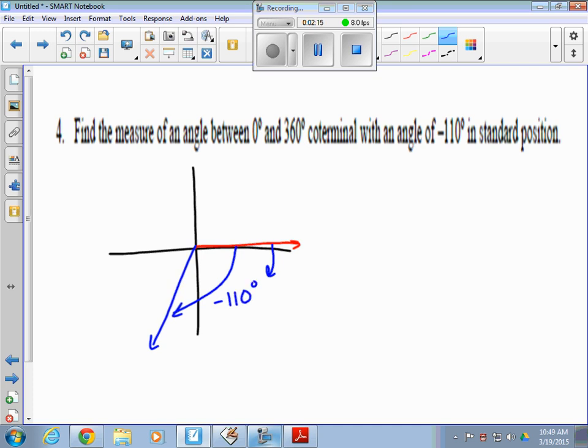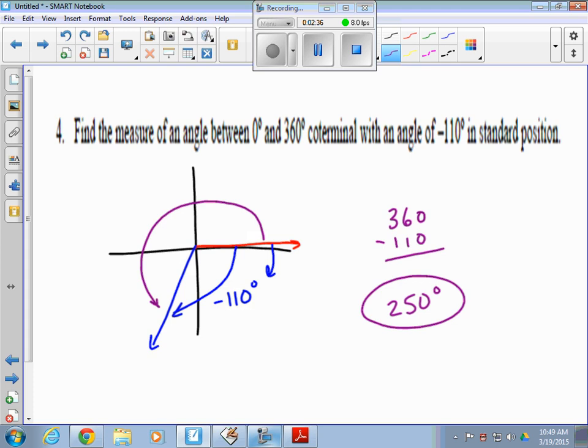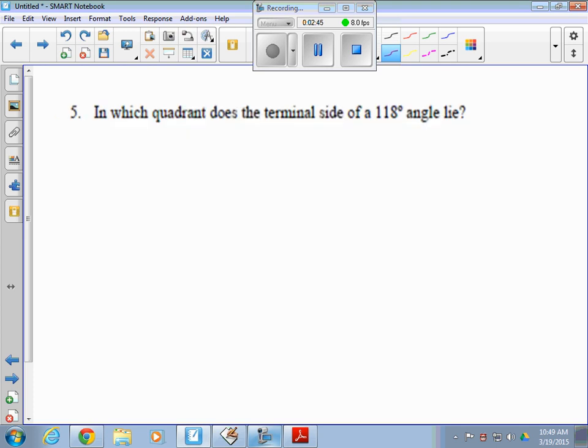So you want to find something coterminal with that. Real simple. Just go the other direction with it. Go counterclockwise, or go positive, to that side right there. So easily all you have to do is take 360 and subtract 110 from it, and it's a positive angle of 250 degrees. Remember, only think of negatives and positives as the direction that they rotate, where positive goes counterclockwise and negative goes clockwise.